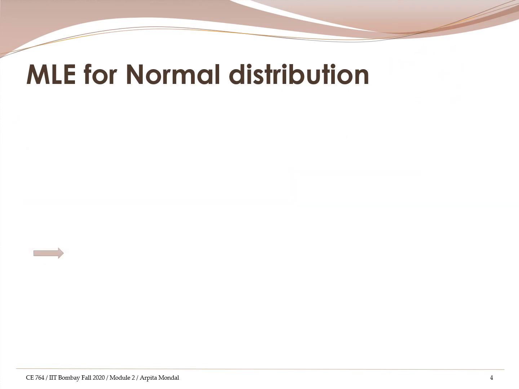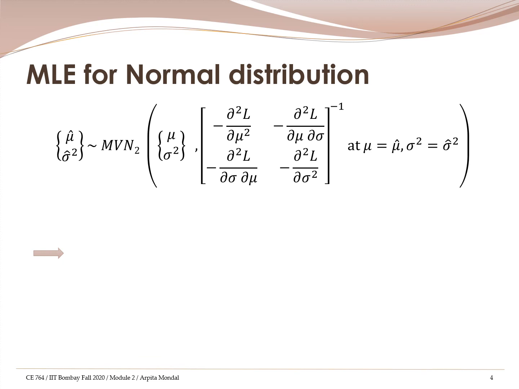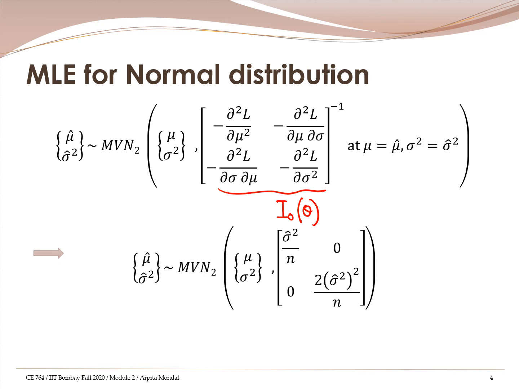So when we arrive at the variance covariance matrix, we write that the parameter theta belongs to a multivariate normal distribution with the expected value equal to the true parameter values, and the variance is nothing but the observed information matrix. So this is IO of theta, right? And we take the inverse of that and evaluate it at the observed values of theta hat. So when we do all of that, this is what we arrive at.